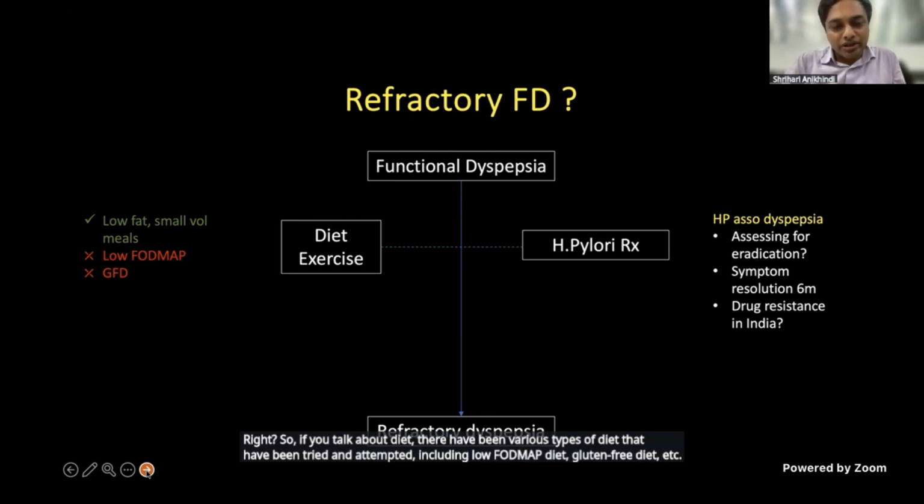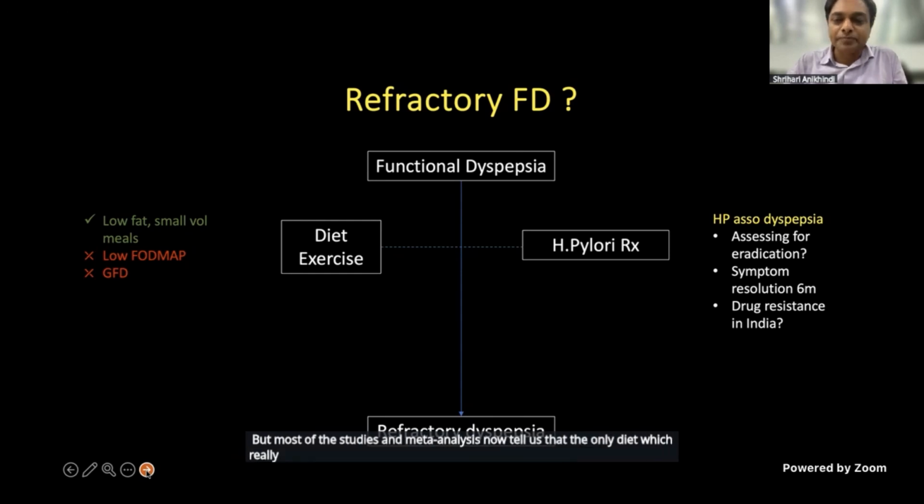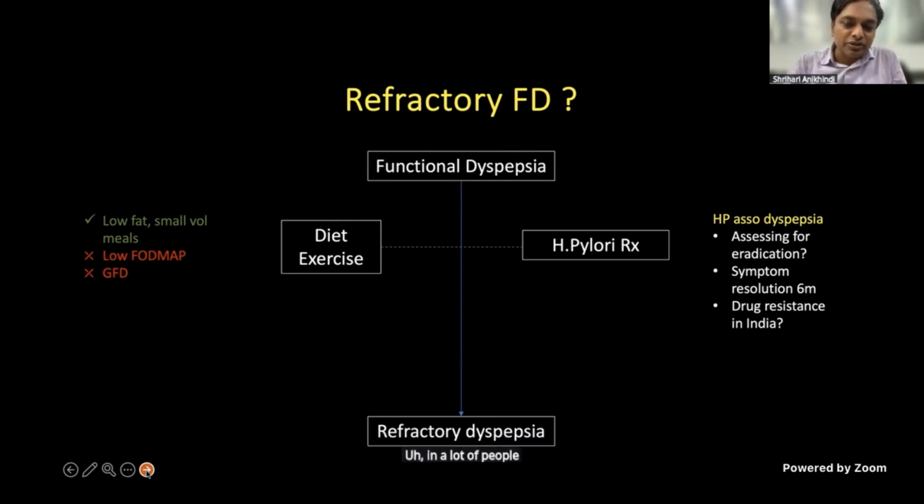But most of the studies and meta-analyses now tell us that the only diet which really helps a lot of people is a diet which is low in fat content, and asking the patient to take small volume meals. So that is what has been recommended by most of the guidelines now.